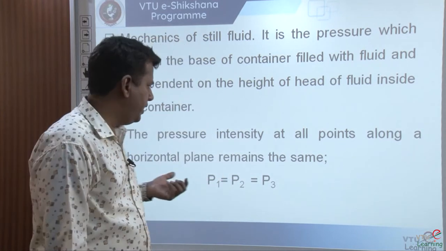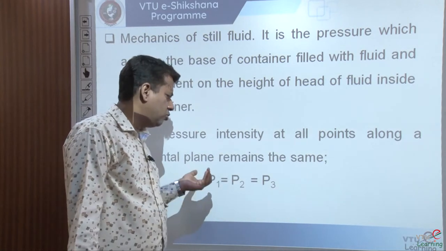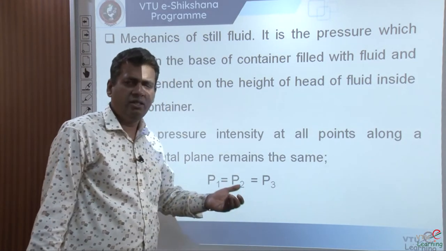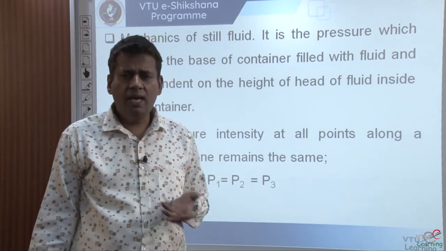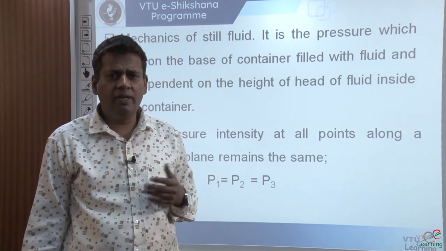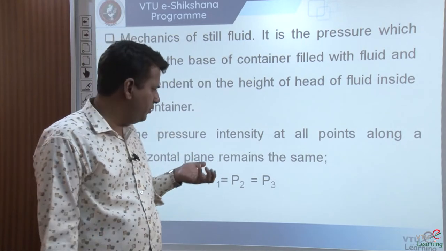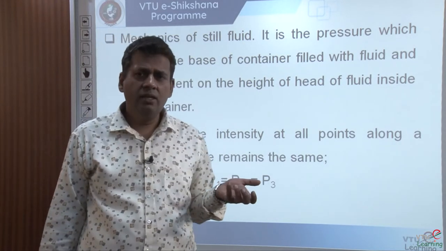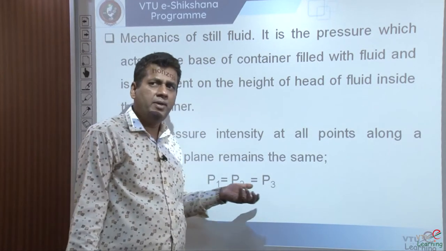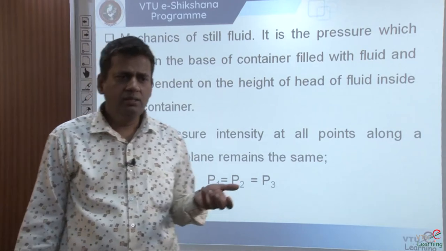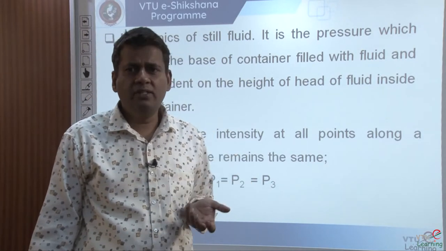So, what I mean to say is P1 is equal to P2 is equal to P3 is equal to a constant. So, what are P1, P2, P3? They are the intensity of the pressure at different points. Because of this Pascal law, a uniform distribution of pressure takes place and the pressure intensity remains the same throughout the cylinder. So, this is the first law.